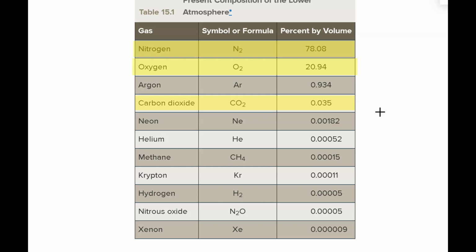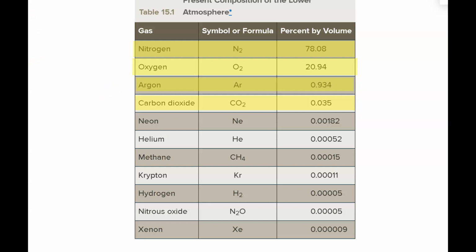So the rest of the gases are pretty insignificant. We can say that argon is approximately 0.9%, right? And the rest of the gases would be quite insignificant compared to these four. And so obviously this is a composition of clean air with no air pollutants.